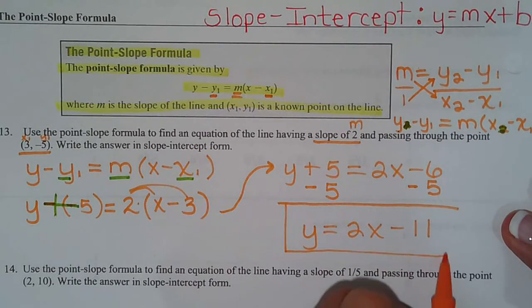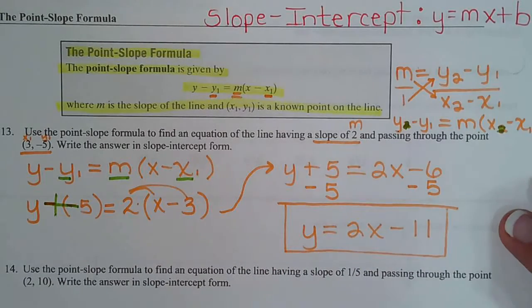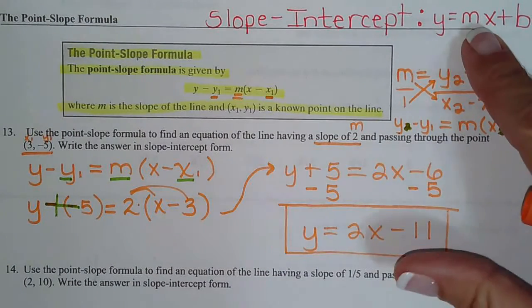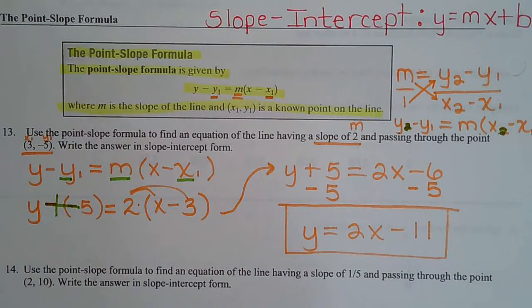So if I had done it like we did on the other page, put this in for x, put this in for y, put this in for m into slope-intercept, I would have gotten the same exact answer. So there's no right or wrong. You just usually need to do what the directions say.